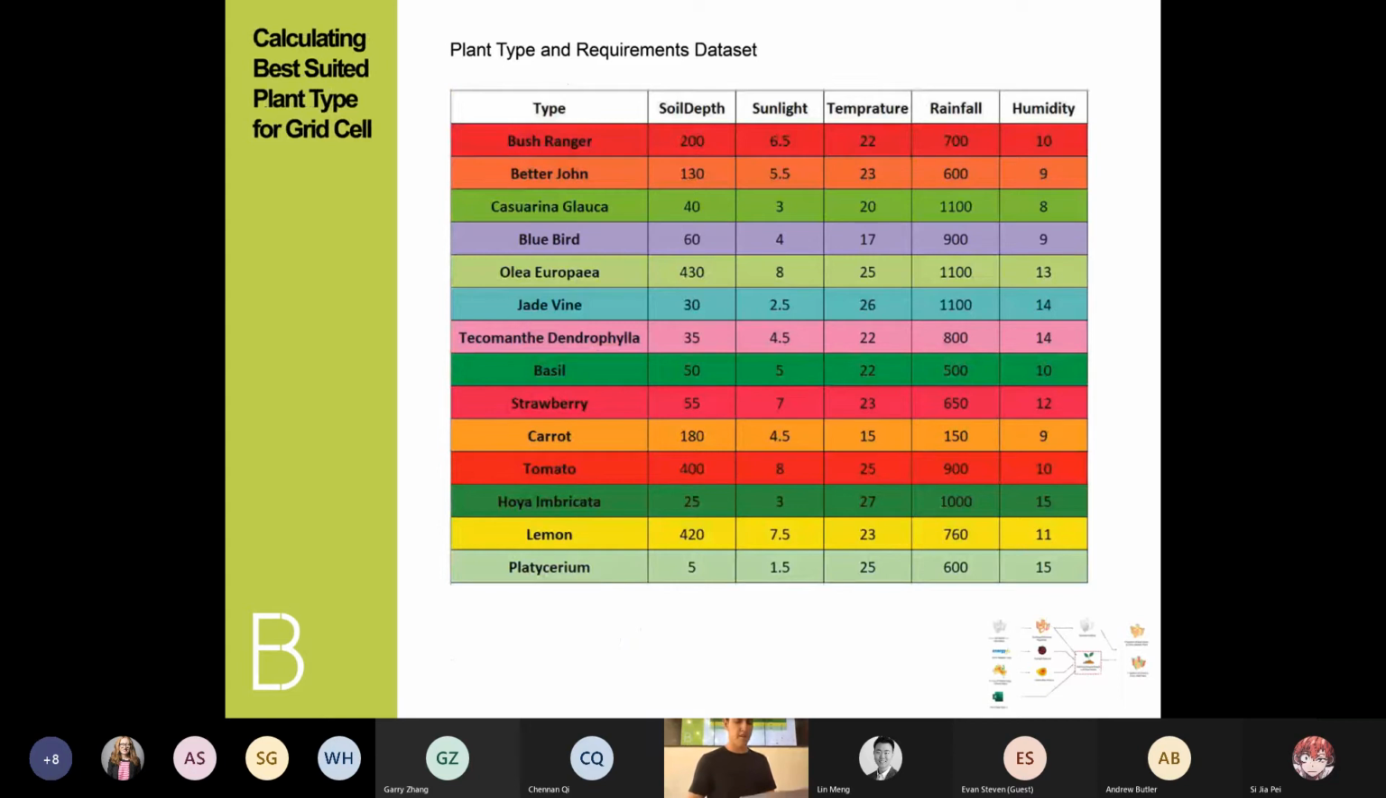Now that we have done all our analysis, we can compare the results to the needs of the plants. I made a mock-up data set of 15 plant types and their needs of soil depth, sunlight, temperature, rainfall, and humidity. But if a user is using the tool, they can choose what plants they want to grow here. For example, they can choose they only want native plants or they only want edible plants.